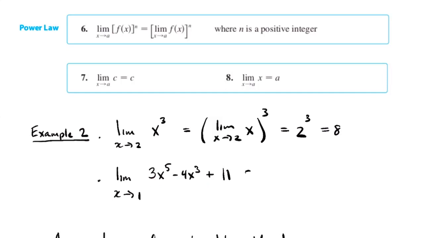That this limit is basically found by saying, well, it's going to be 3 times 1 to the 5th, because that's the limit as x goes to 1 of x to the 5th, minus 4 times 1 cubed, plus 11. And now I have a little arithmetic problem to do here. I have to take 3, subtract 4, and add 11, and I think I'm going to get 10. Yeah. So that'll work for any polynomial.